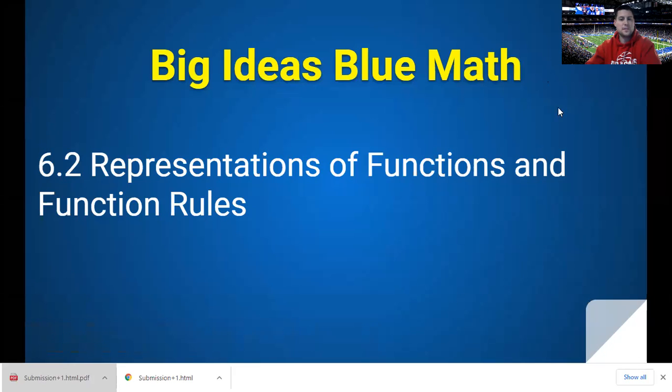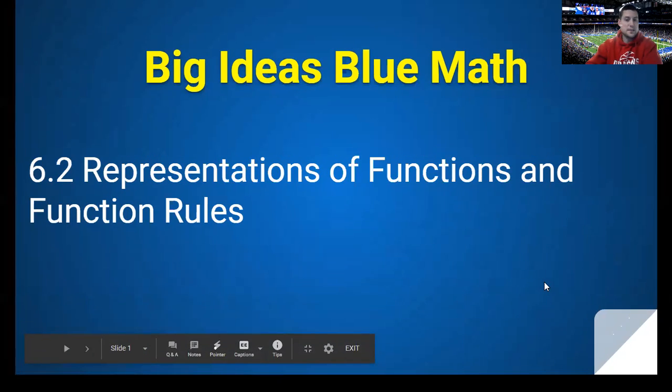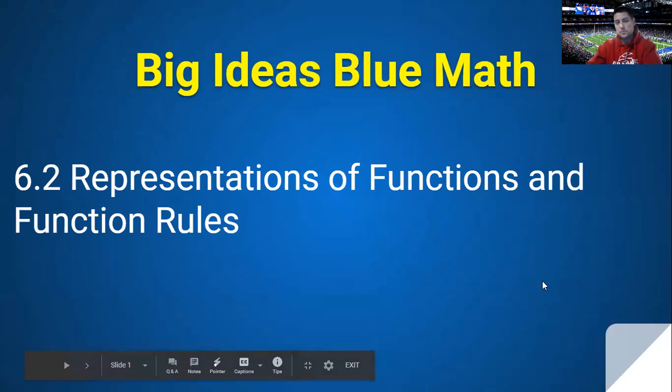Hello students, today you'll be taking notes on representations of functions and function rules from 6.2. When I say please write this down in your notebook, that's a chance for you to pause the video and then write down what I asked you to, or complete the problem and then resume the video to move forward.